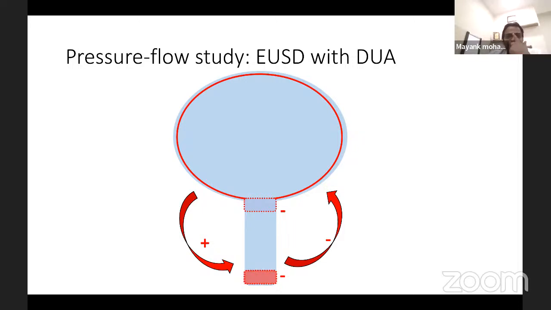Just remember a situation. If you're peeing and suddenly you have to stop your urine from coming out because you have to rush somewhere, what will happen? You will just squeeze your sphincter and the detrusor contraction will stop. Now, when this happens pathologically, it is called dysfunctional voiding.